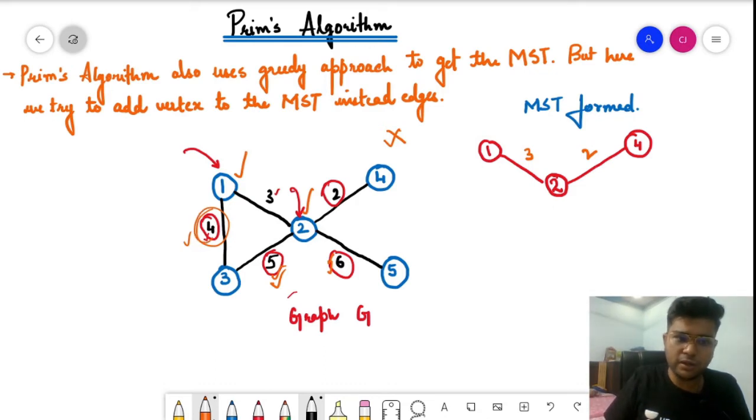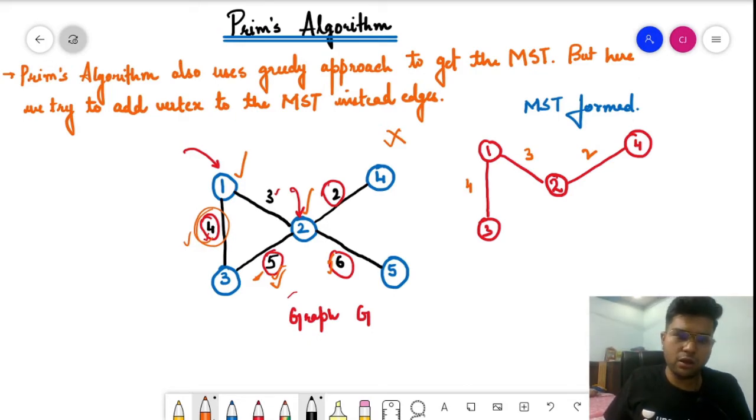So we'll try to connect this. As you can also see, from 2 also we can get to 3, but the weight is 5. So obviously we'll greedily choose 4 because it will reduce the overall cost, right? So let us take this portion and connect to 3. And what is the weight that is involved? That is 4, right? So this is also done.